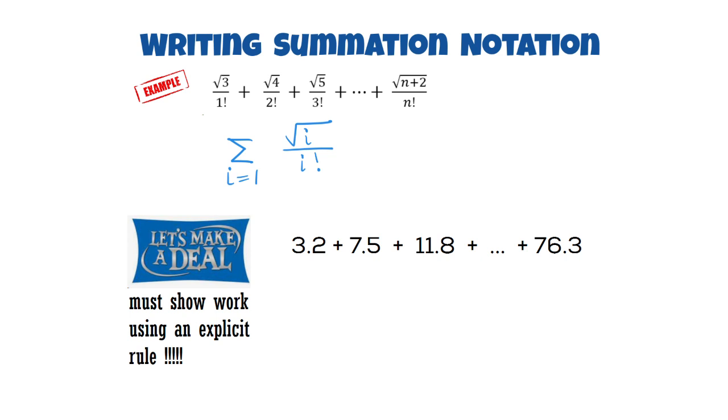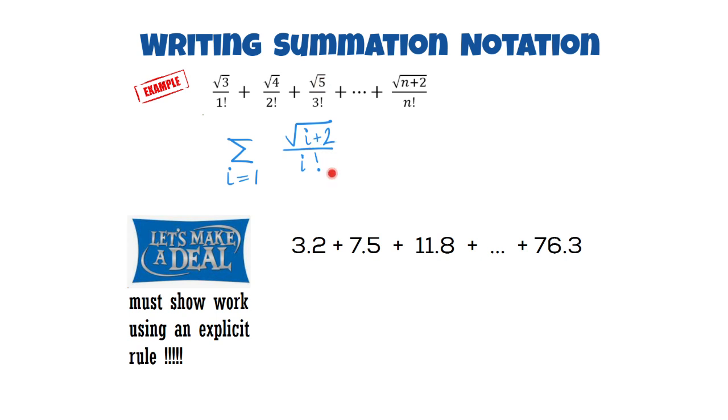But what if I did the square root of I plus 2? Wouldn't that get me a square root of 3 for my first term? And then when I was 2, I'd end up with a square root of 4. And when I was 3, I'd get a square root of 5. I think I've got it right here.